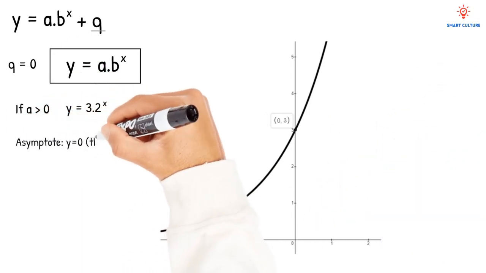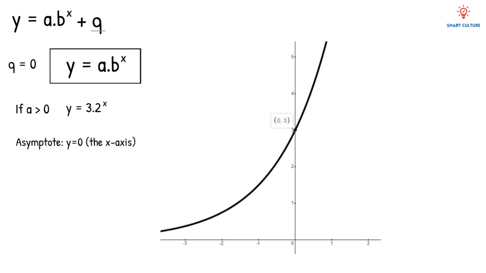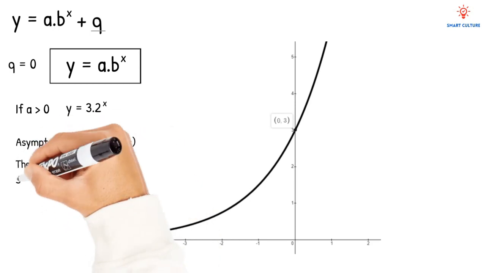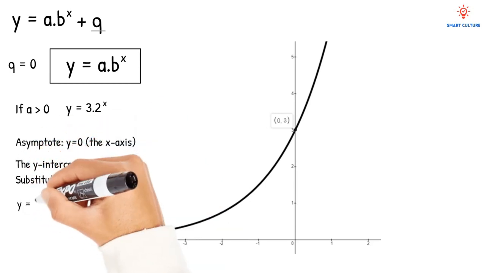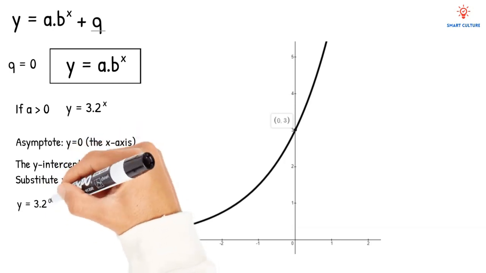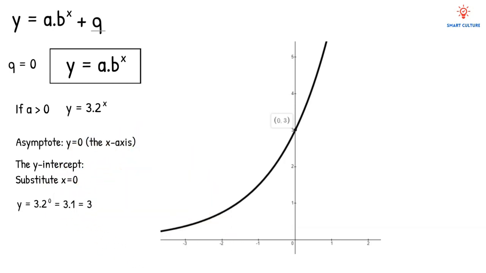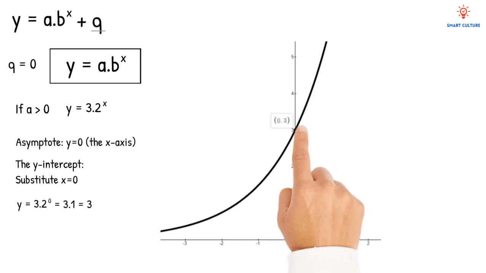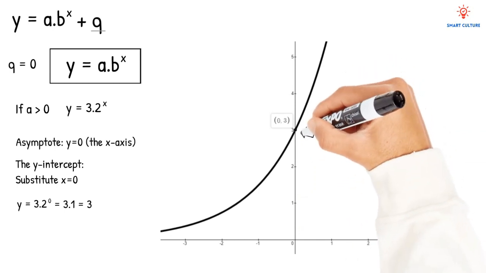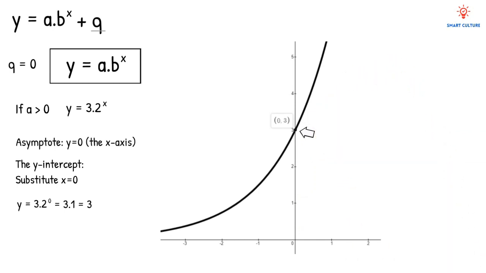What about the y-intercept? We'll substitute x = 0, so then we have 3 times 2 to the power of 0. Now any number to the power of 0 is equal to 1, so that means we have 3 times 1, and that is equal to 3. So this graph will intersect the y-axis at 3. This is what the graph will look like.